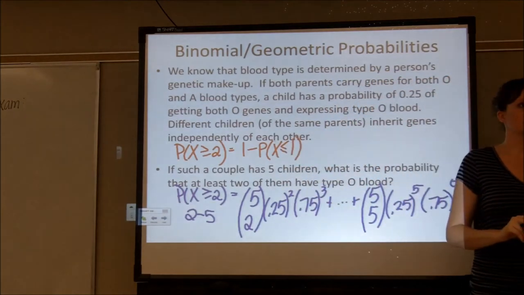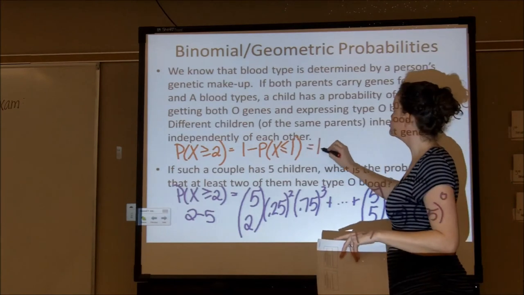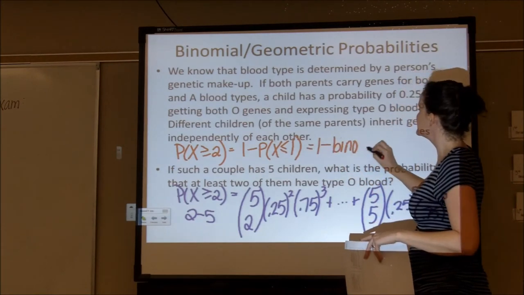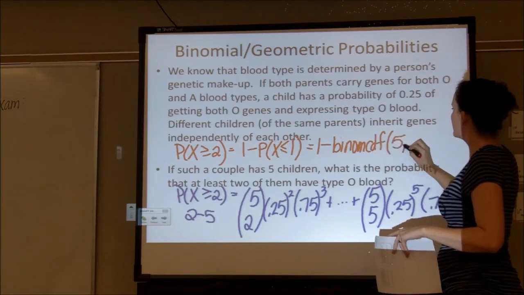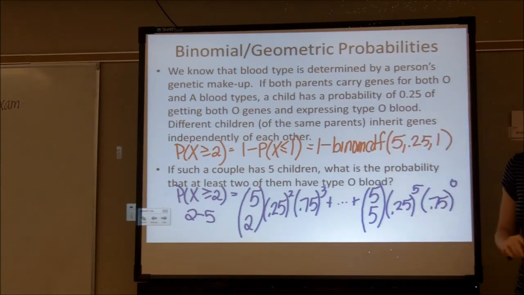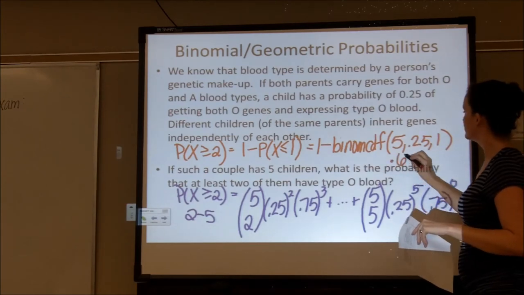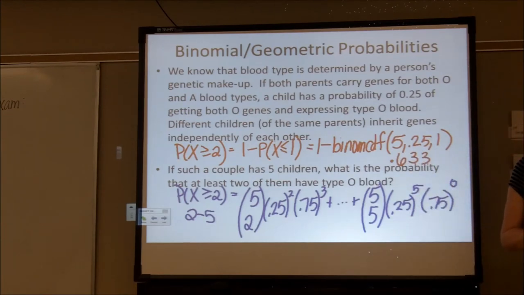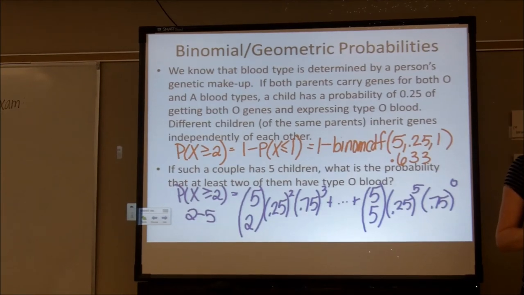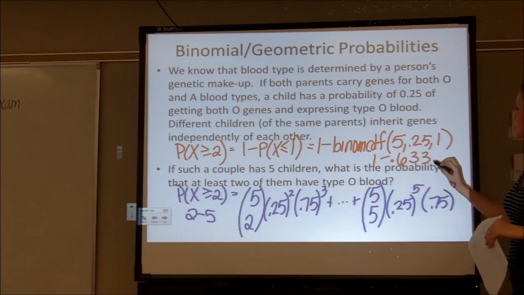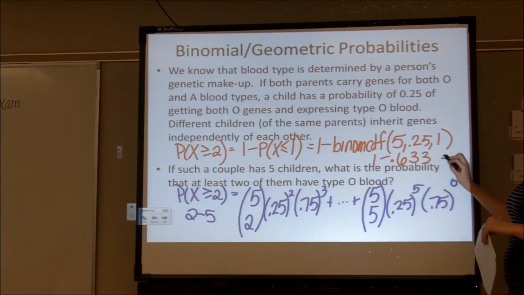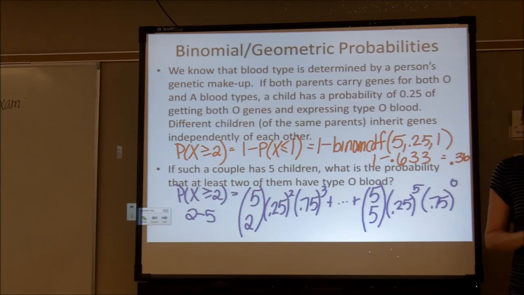Good. Okay. So in my calculator, I'm going to do 1 minus binomCDF 5, 0.25, 1. Is this all rushing back to you? Yes. Okay. 0.632? Thank you. 0.633. About 0.37. So 0.367? Okay. Thank you.